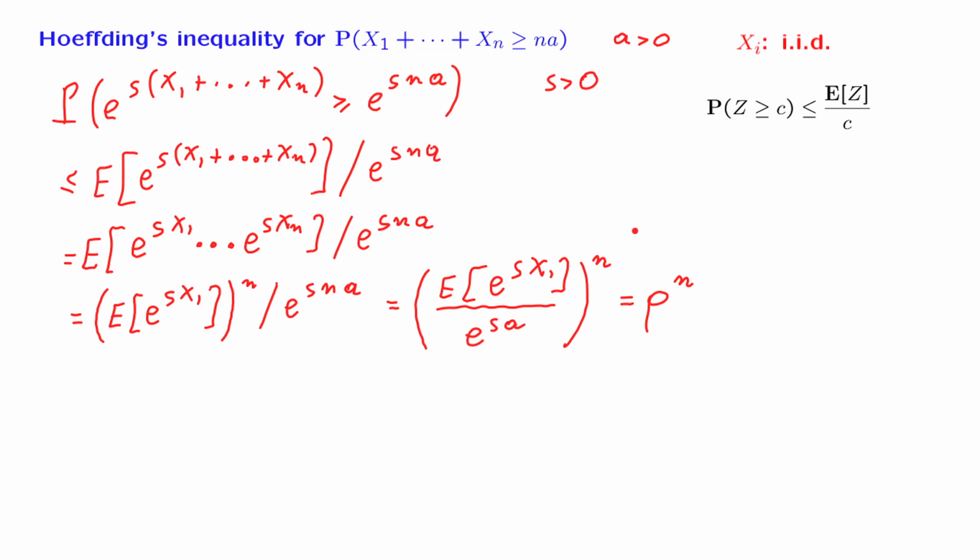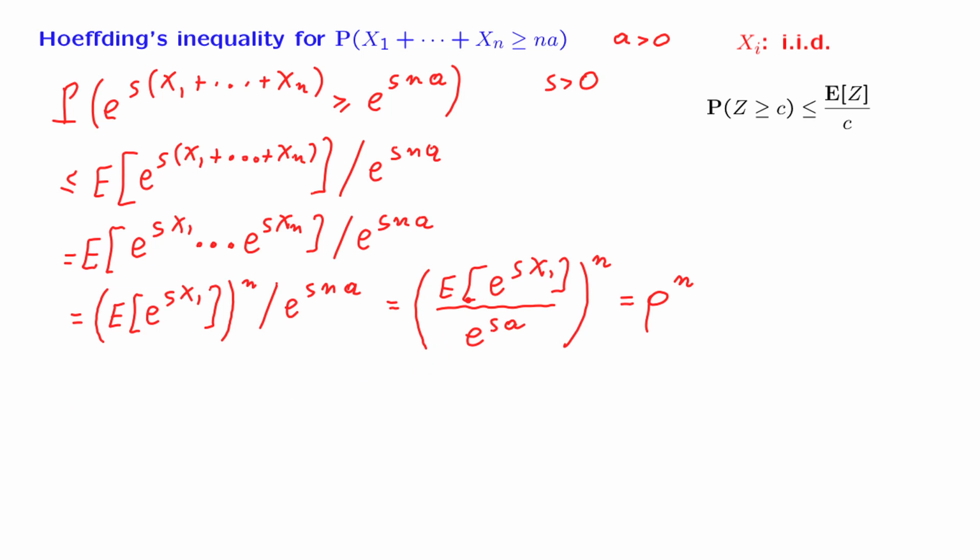The key here is that we have freedom to choose s. For any value of s, we obtain an upper bound. We're going to choose s so that we get the most informative or a most powerful upper bound. So let us continue to see what we can do.